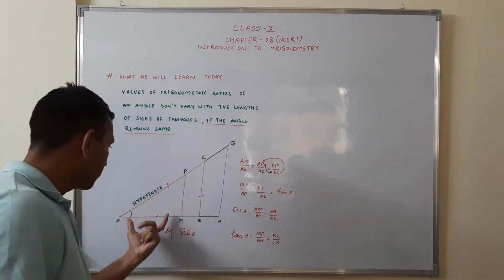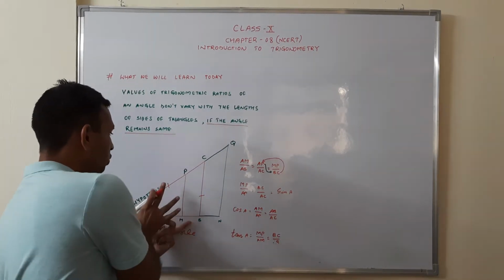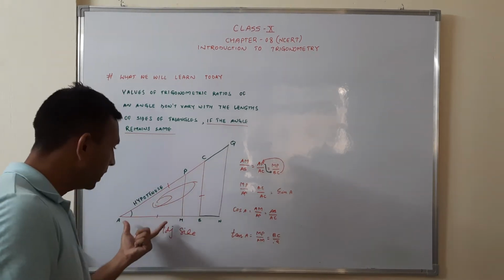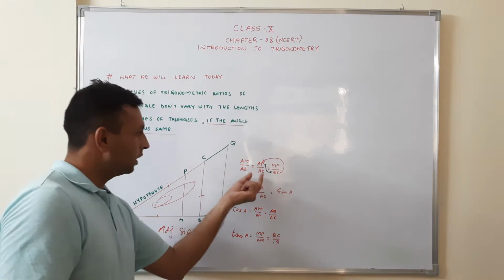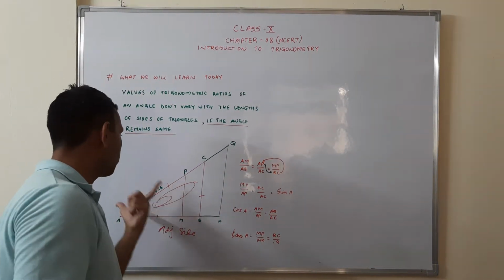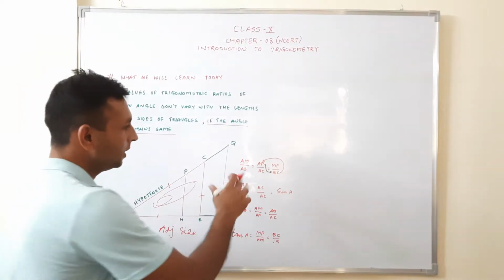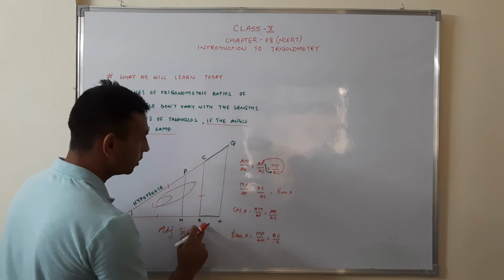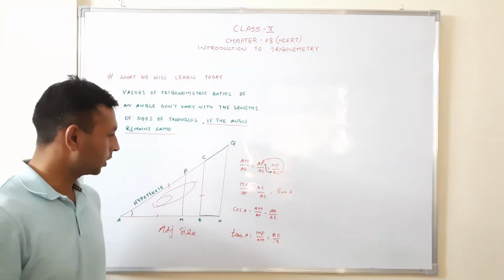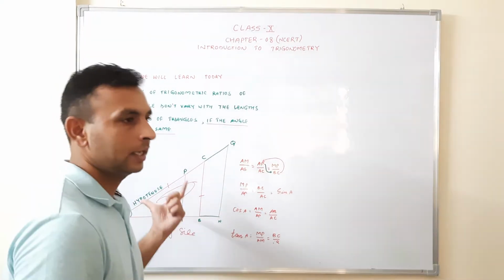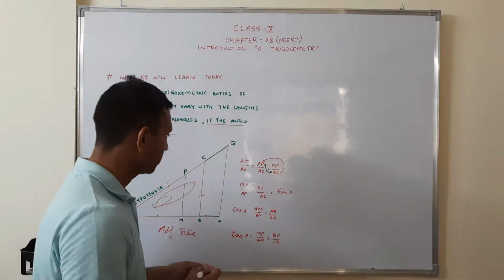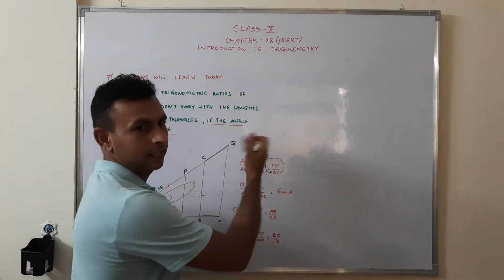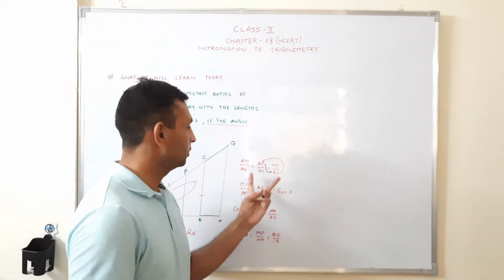Initially, using the corresponding sides theory, what I can write is AM upon AB, for these two triangles, this triangle and this triangle. AM upon AB will be equal to AP upon AC, will be equal to MP upon BC. Okay, using the corresponding sides theory of triangles. Now I will make some arrangement or some changes to this equation.